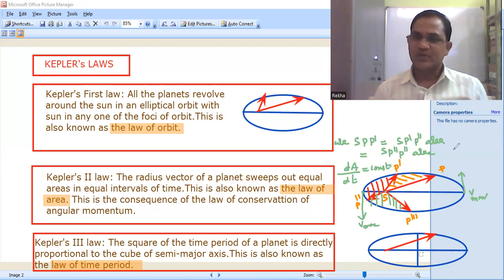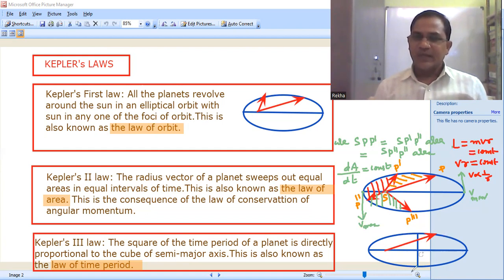Angular momentum remains constant. What is that? L equals mvr equals constant, where m is the mass of the planet and v is the velocity of the planet. Since m is constant, vr is equal to constant, so v is inversely proportional to r. Because of this reason, the radius vector sweeps out equal areas in equal intervals of time, or the areal velocity of the planet always remains constant.